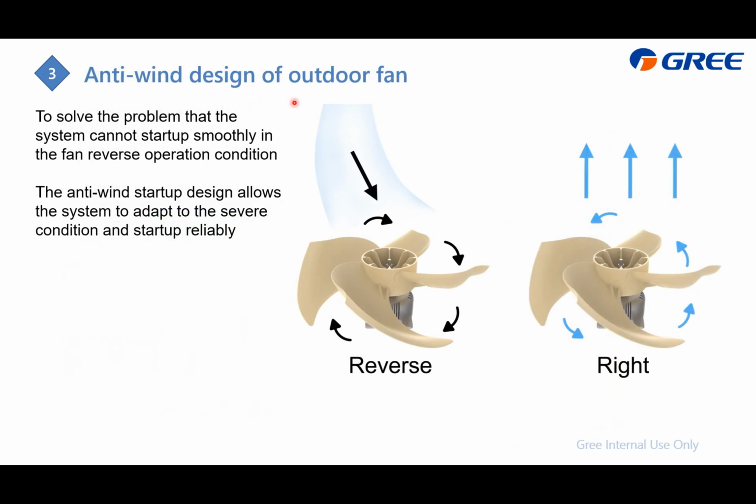Anti-wind design of outdoor fan motor. That means when we start up the system, the outdoor fan starts up. At that time, if we detect, or in some cases we find, that the fan is already rotating in reverse, and then we start up the old model, it is easier to trigger the desynchronization of the fan motor. That means we detected the fan rotation is not the same as the order, so we will trigger this error. For our latest model, we already have the solution for that, to ensure that even in this situation, we can start up smoothly.